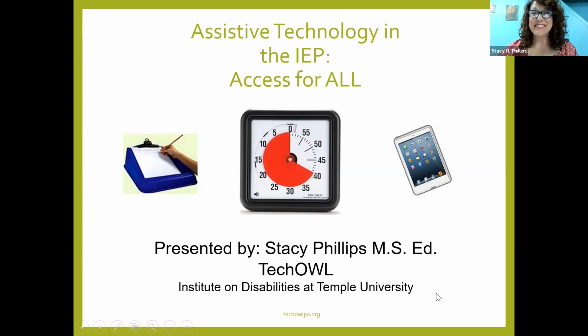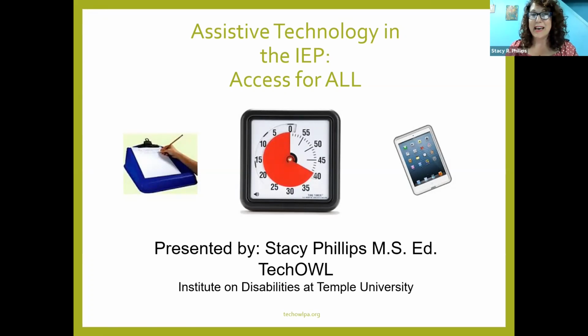Okay. So assistive technology in the IEP. IEP stands for Individualized Education Plan. So any student receiving special education services in the school district or whatever school they are attending would have an IEP written with the parents, guardians, and the special education team.